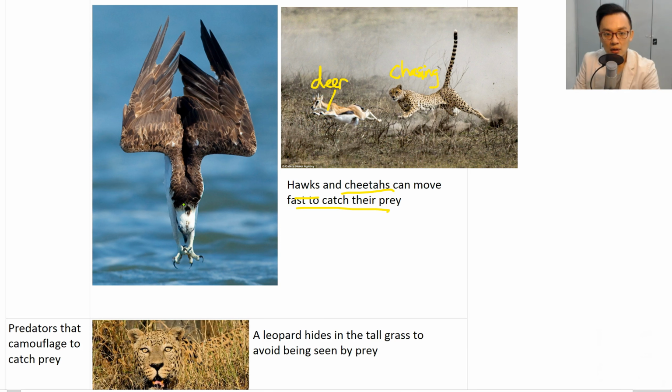So this is a hawk. It is diving to catch fishes. So it's also moving very fast.